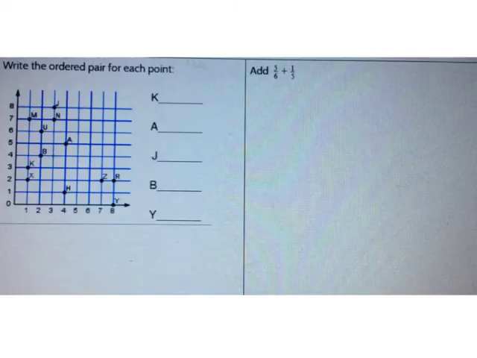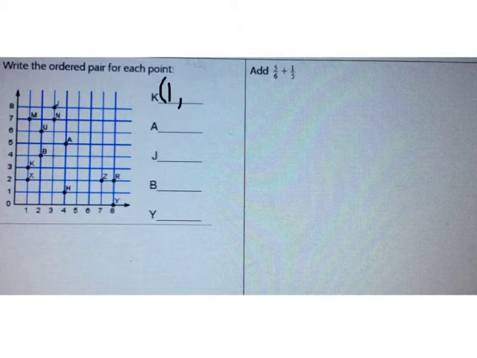We're going to start with 4 do now problems. First, write the ordered pair for each point. Remember, when I write the ordered pair, first I count over to find the x-coordinate. How far over is k? Well, k is 1 over. So the x-coordinate is 1.